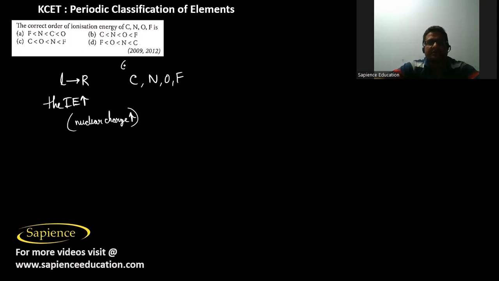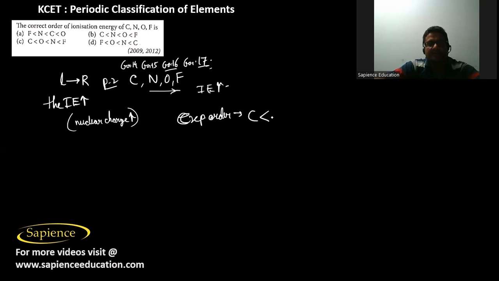Carbon is in group 14, nitrogen is in group 15, oxygen is in group 16, and fluorine is in group number 17. They are all in period 2 only. So from left to right, the ionization energy increases. So the actual expected order will be carbon less than nitrogen less than oxygen less than fluorine.